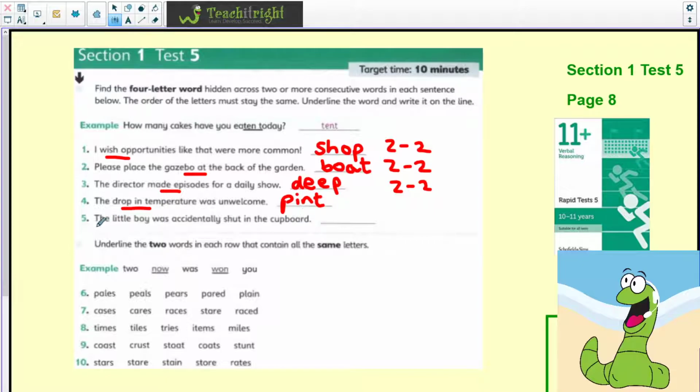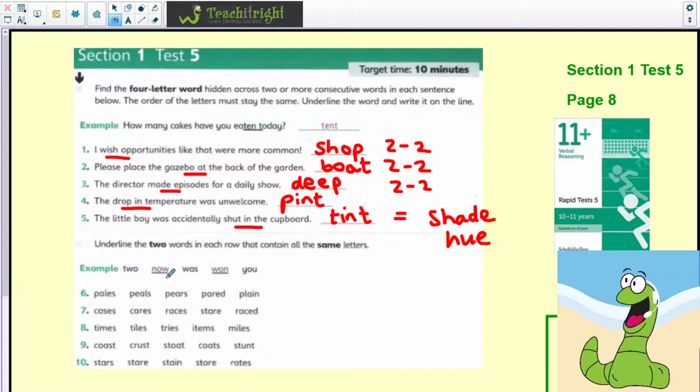If we look at question 5, the little boy was accidentally shut in the cupboard. So what are we looking at? Again, let's see if we can find the 4-letter word. I didn't really need to read it through. Tint. Here we go. T-I-N-T. And a tint, if you didn't know what tint meant, it's like a shade. Good word for your word of meaning, but that one. It's like a hue or a shade.